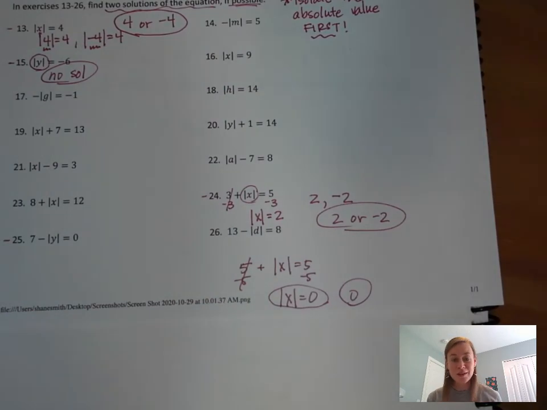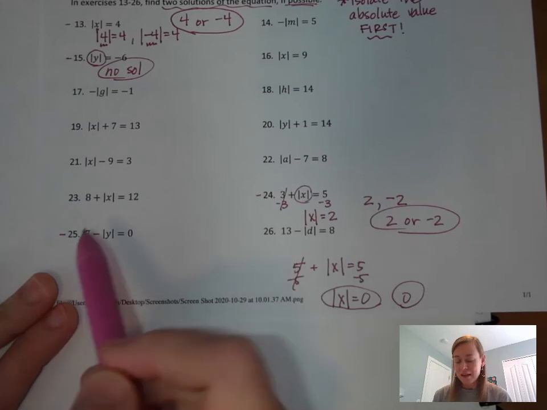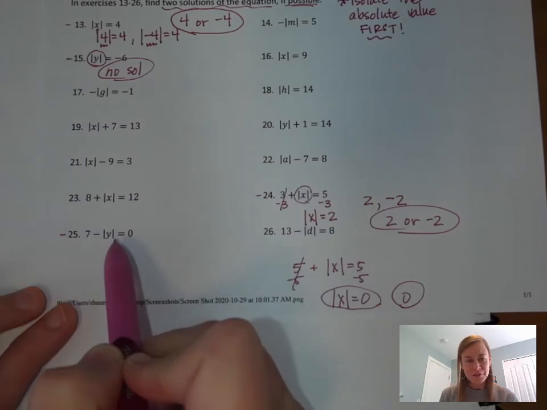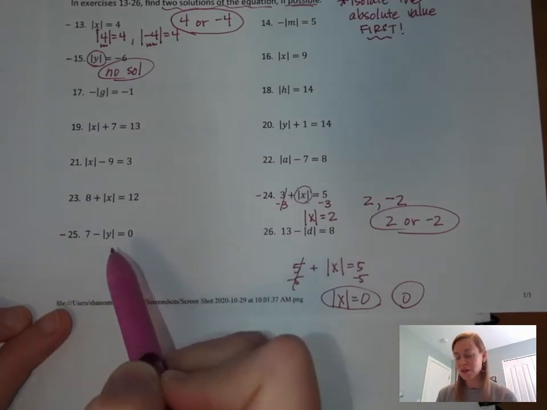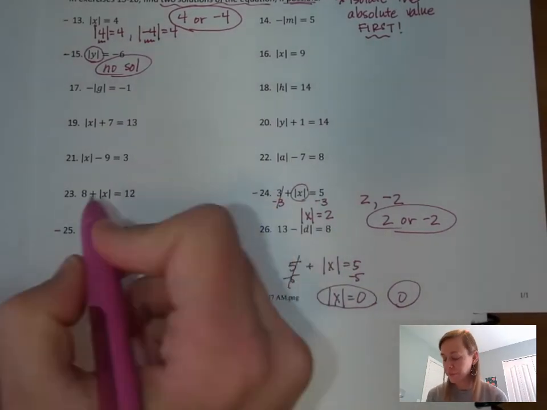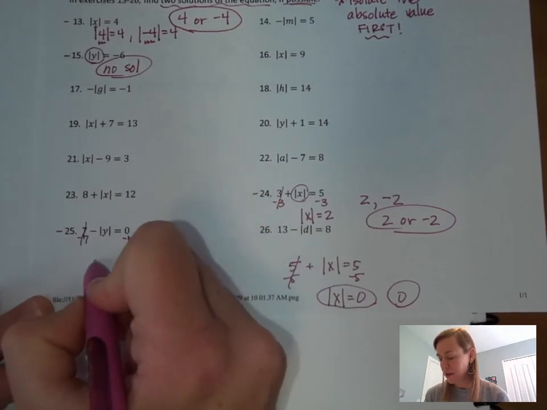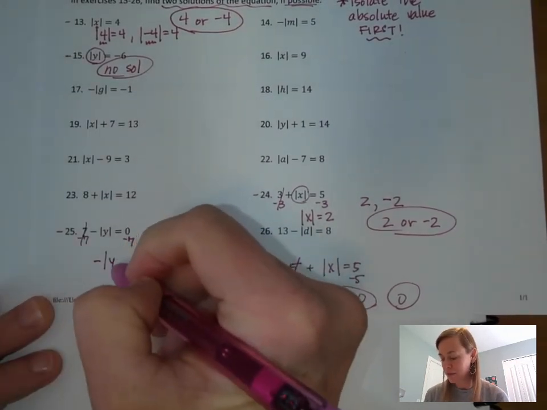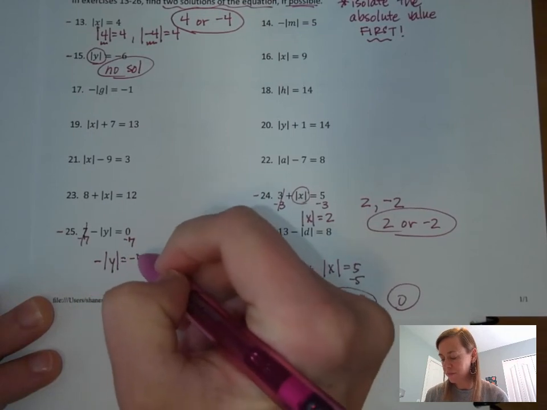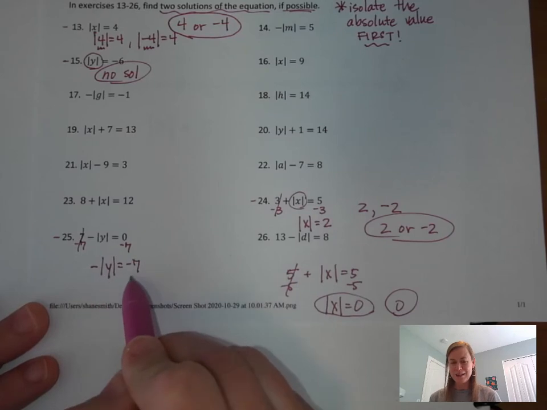We're going to do one more example. Number 25. Okay, it looks like we have 7 minus the absolute value of y equals 0. So let's get rid of that 7 because, as you know, we're trying to get the absolute value of y by itself. So subtract 7 from both sides, and we're left with minus or negative absolute value of y equals negative 7. All right, so it looks like we're seeing this equal to a negative number, right?